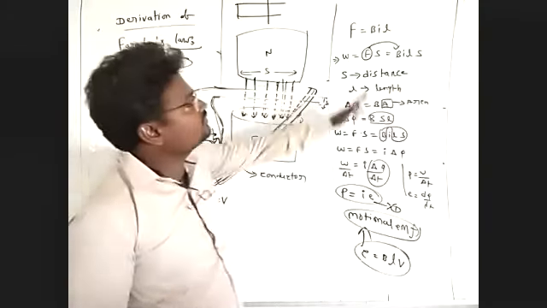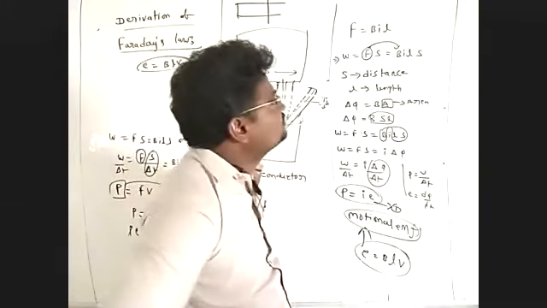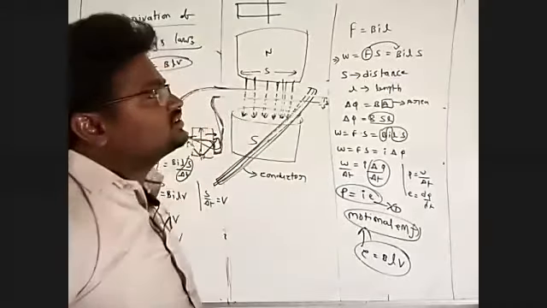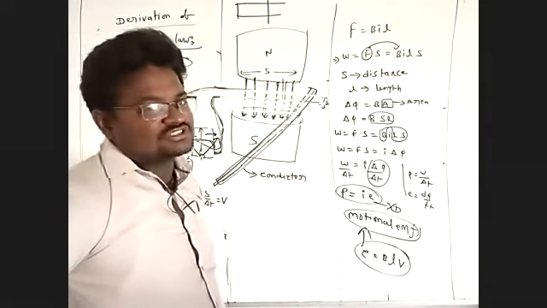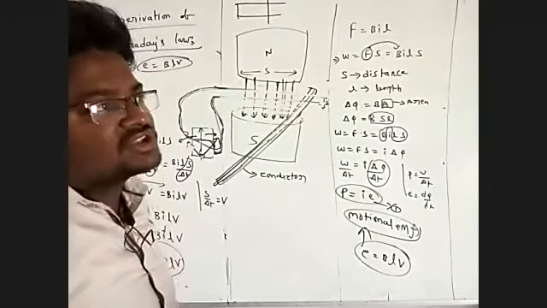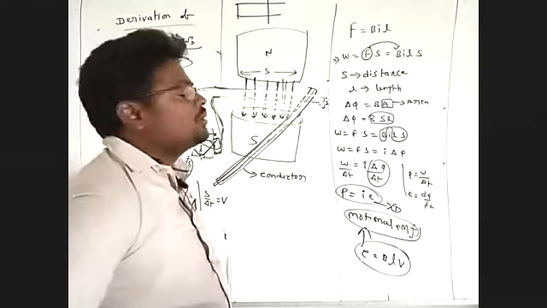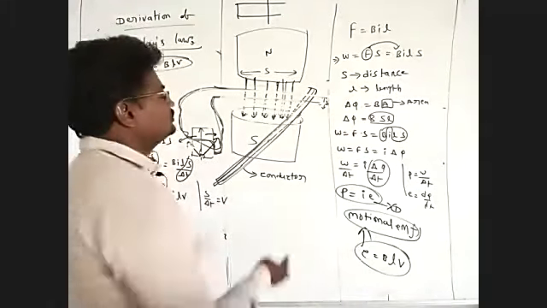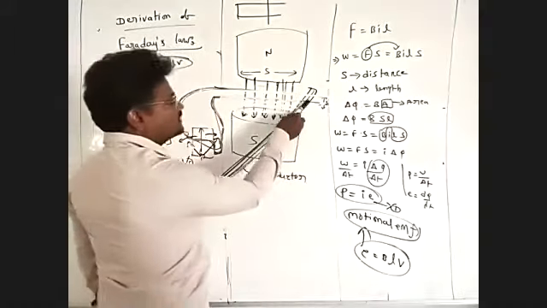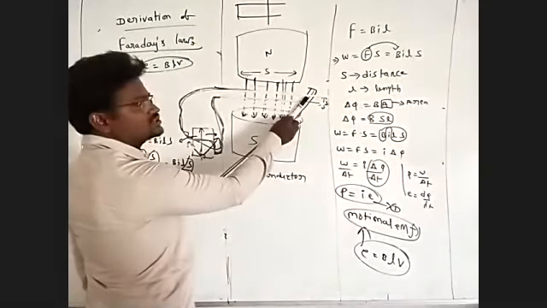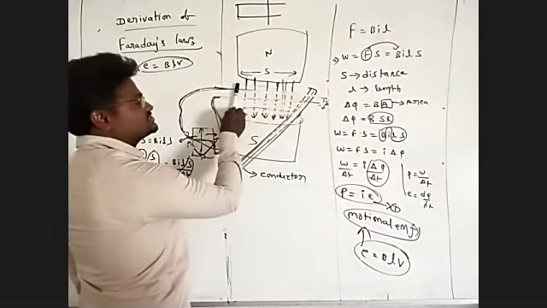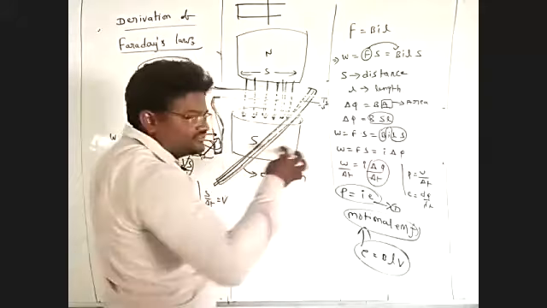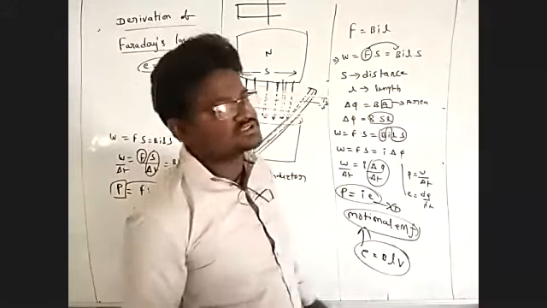Now, you know very well this formula: F is equal to BIL. That is the magnetic force acting on a current carrying wire placed in a uniform magnetic field. So we have to do some work, because this conductor has to be moved leftward or rightward by ourselves.